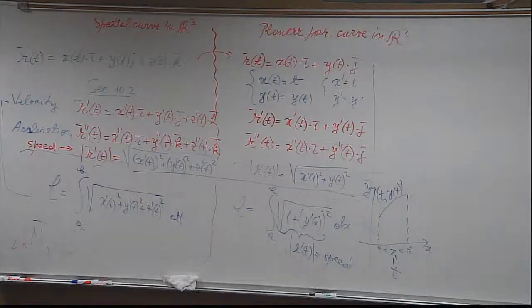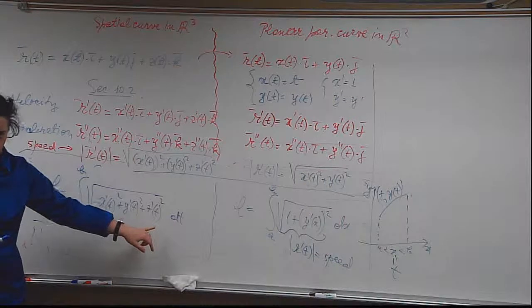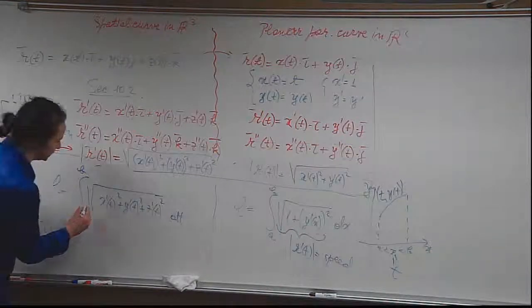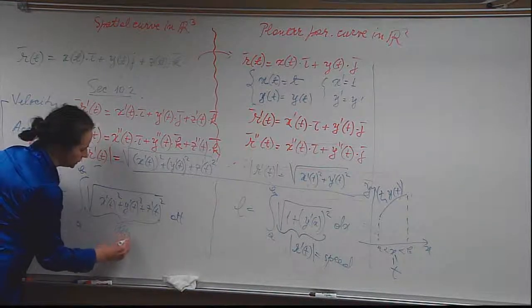So you take the coordinates of the velocity vector, you look at them, you square them, you add them together, you put them under the square root, that's going to be the speed. And displacement is the integral of speed.